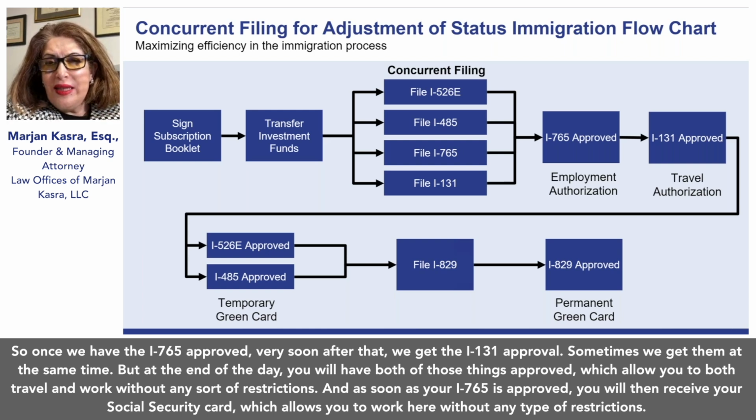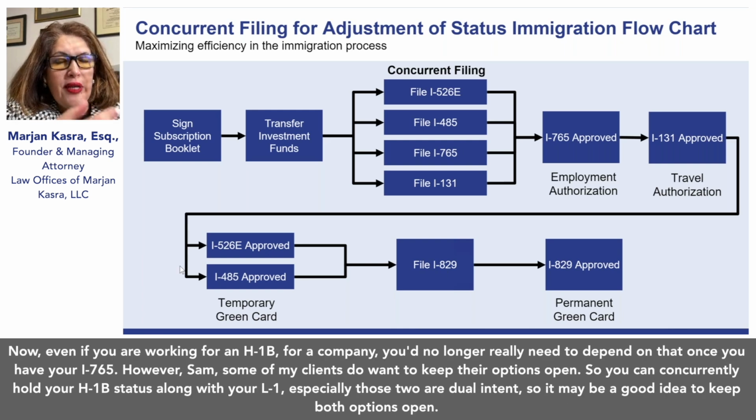And as soon as your I-765 is approved, you will then receive your Social Security card, which allows you to work here without any type of restrictions. Now, even if you're working for an H-1B for a company, you no longer really need to depend on that once you have your I-765. However, Sam, some of my clients do want to keep their options open, so you can concurrently hold your H-1B status along with your L-1, especially since those two are dual intent. So it may be a good idea to keep both options open.